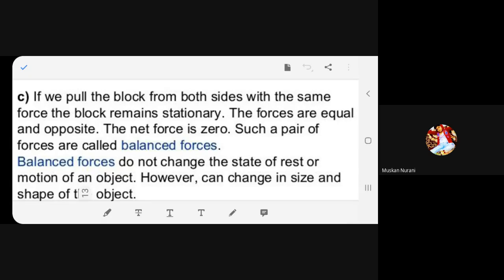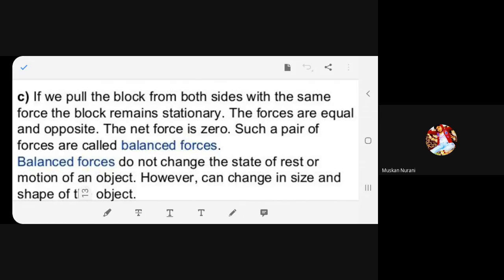If we pull the block from both sides with the same force, the block remains stationary. The forces are equal and opposite. The net force is zero. Such a pair of forces are called balanced forces. What is that? Here, the force is applied on an object with the same force. See, remember, this is the same force. When I talk about same force, it means it is a balanced force.